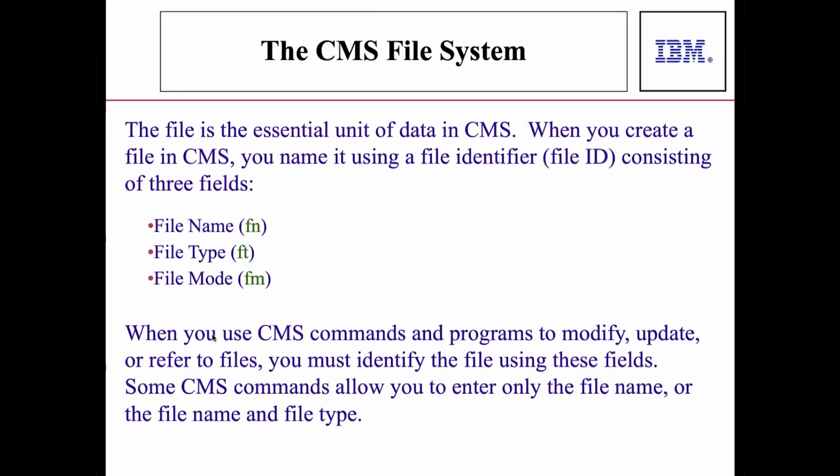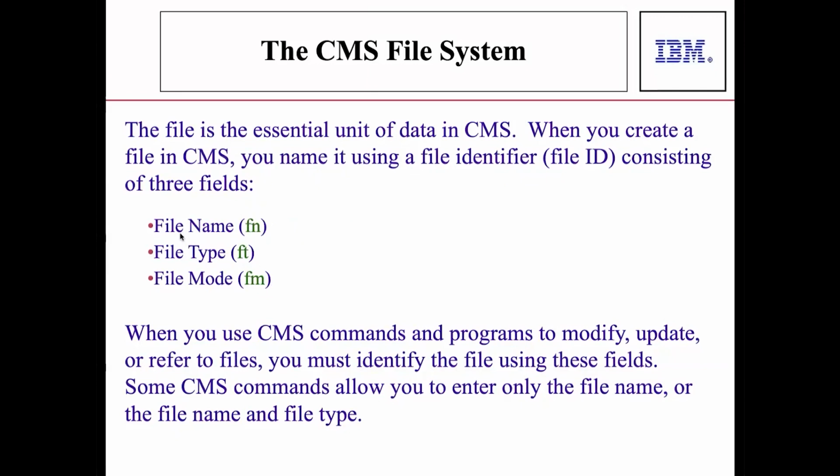So the CMS file system, certainly just about any operating system wants to have a file system in place to store data. That's usually the purpose of it. So, of course, files in any operating system have a way to identify files. What is a file identifier or a file ID? In CMS, it's 3 fields: file name, file type, file mode. So we're going to see these as we talk about CMS files.